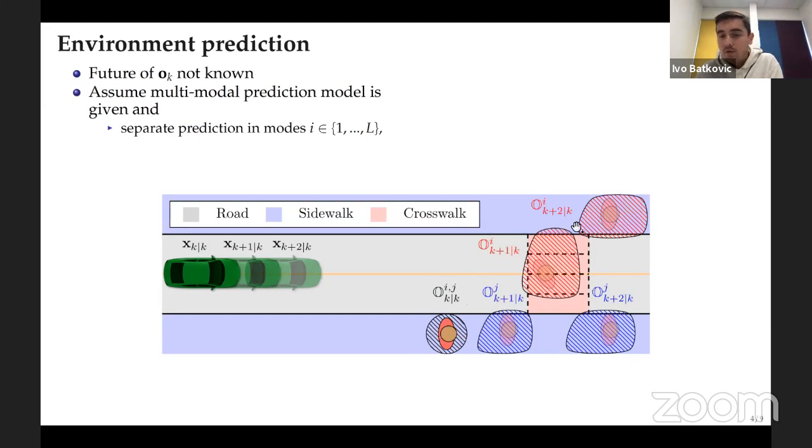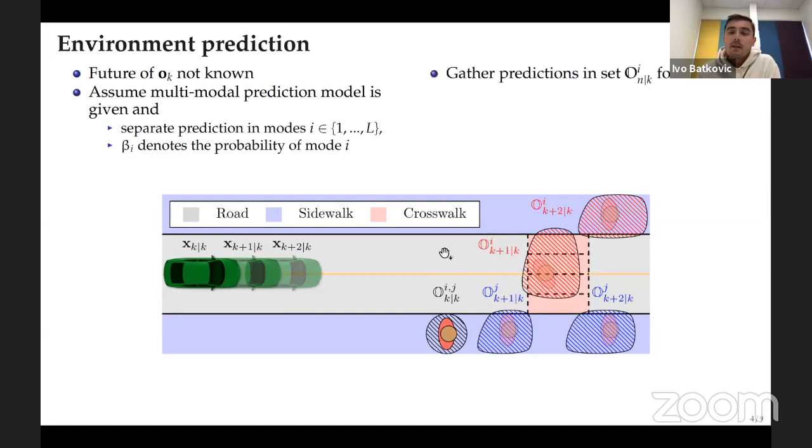So you can have one mode where the pedestrian turns left, and one mode where the pedestrian goes straight. Furthermore, we assume that we know some kind of probability estimate that goes along with this. So let's say that we have some method that tells us we believe the pedestrian will turn left with a 50% chance, and otherwise will keep on going straight. Then we gather these predictions in the sets called O_{n|k} to denote the prediction time n given the time k, and i as the mode. And just as a notation, we can group this all together as some kind of big set.